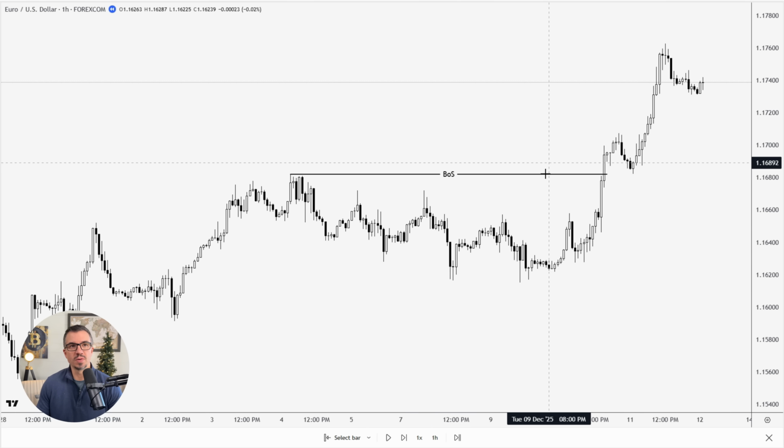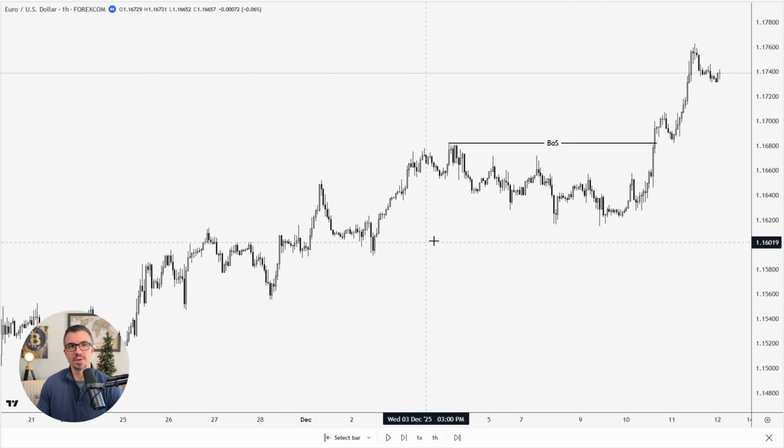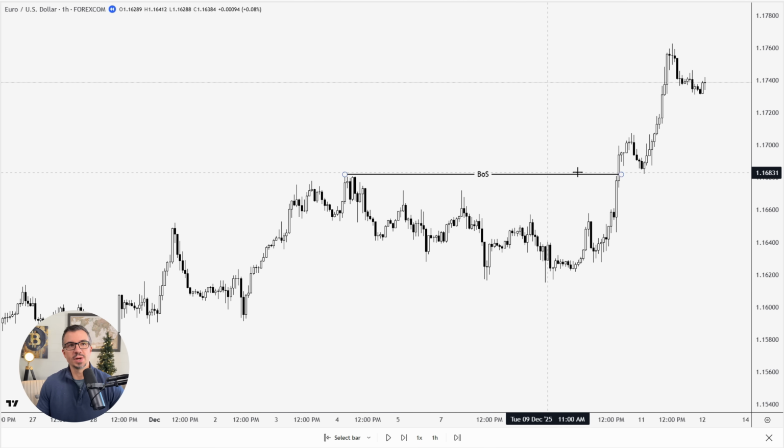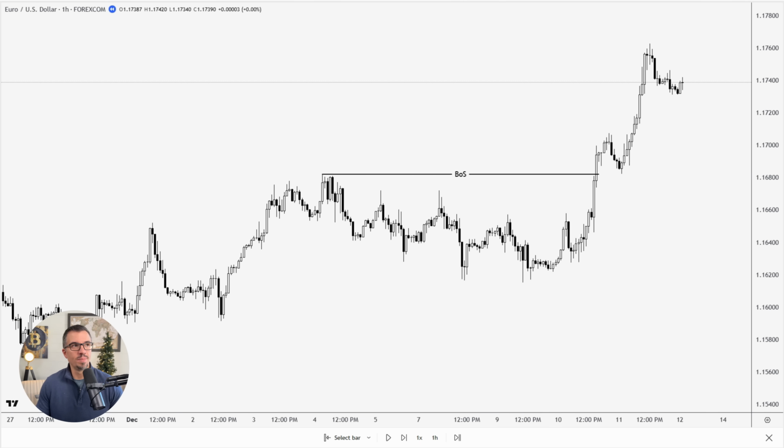Looking at this here, break of structure. This is bullish, obviously, in an uptrend here for the euro. So this was our break of structure. Now, once we have this, we can confirm that this low right down here is our external low. And we know that now. This is confirmed because we have this break of structure up here. So that is the first rule.